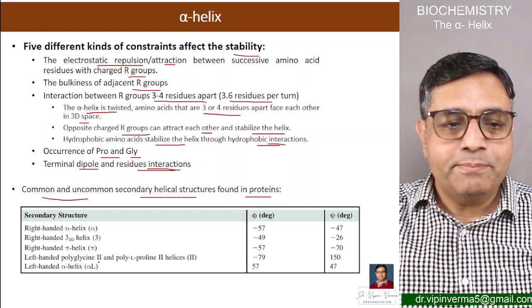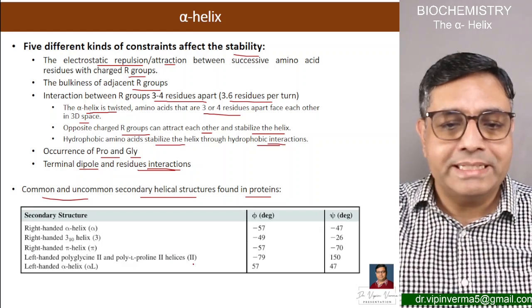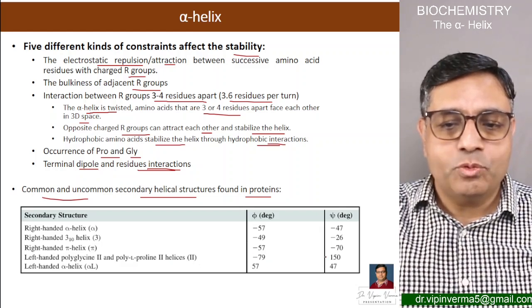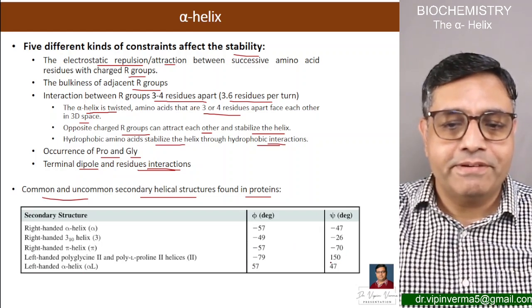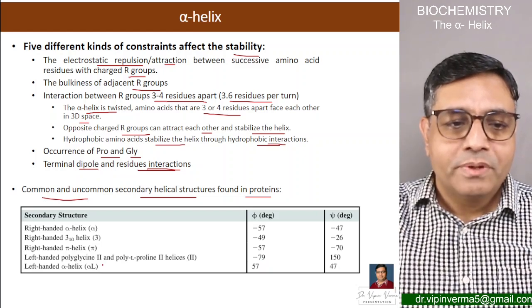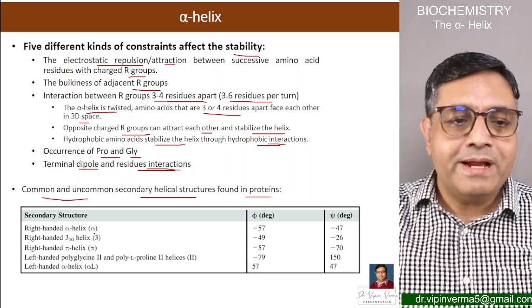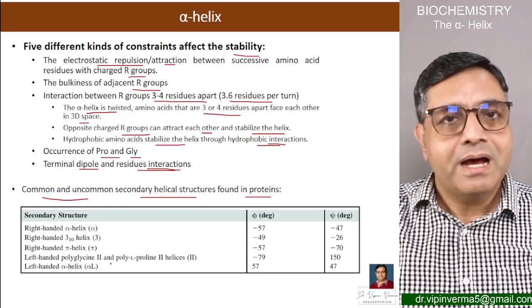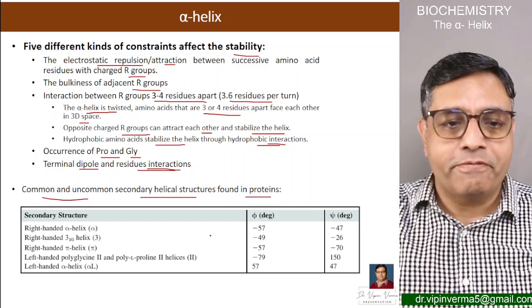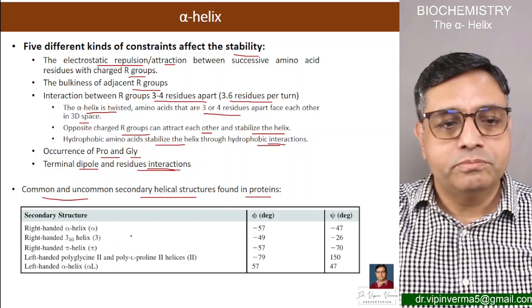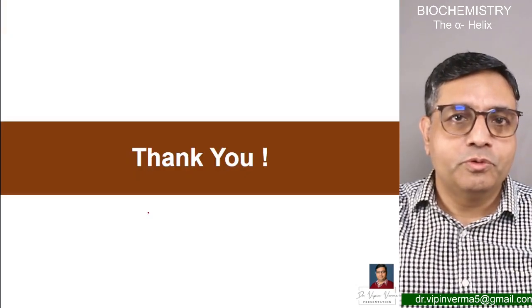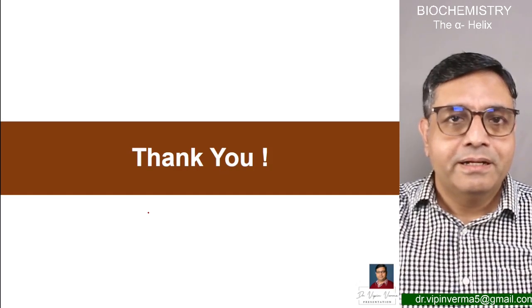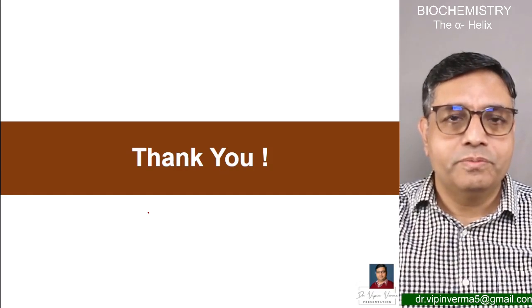Then we have the left-handed polyglycine 2 and polyproline 2 helices, and they have phi and psi of -79 and 150. And then we have the left-handed alpha helix, which is 57 and 47. So in this, the right-handed alpha helix is the most common, and the others are uncommon structures. So that is not the scope of today's discussion. So we will just pause our discussion here, and I hope you have got clarity about the alpha helix and how it is stabilized within the protein.